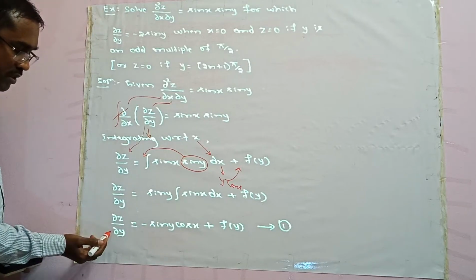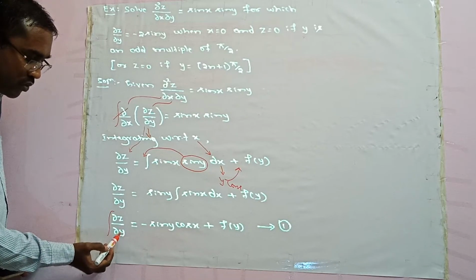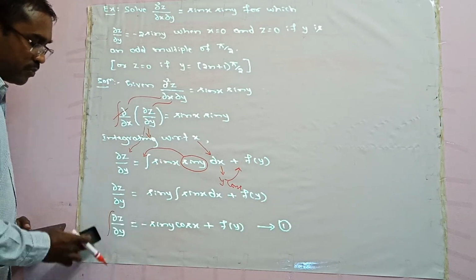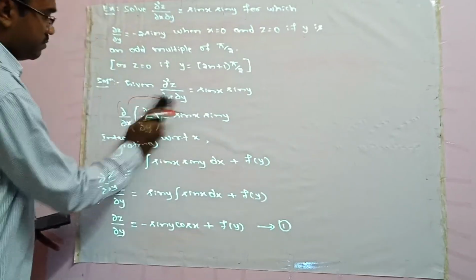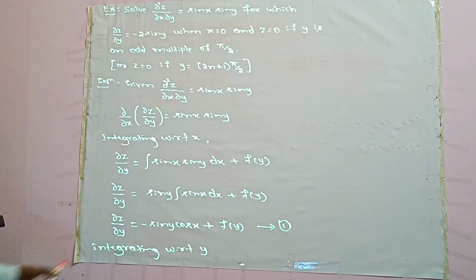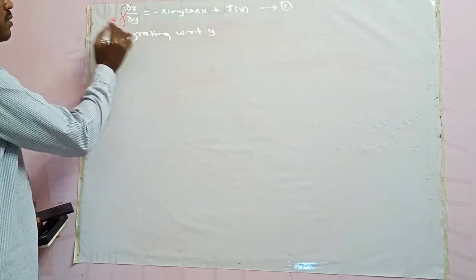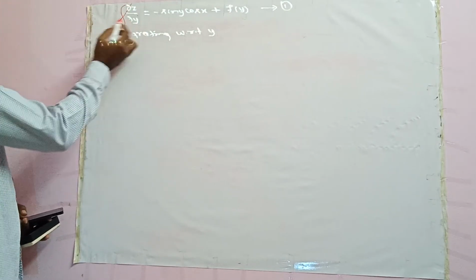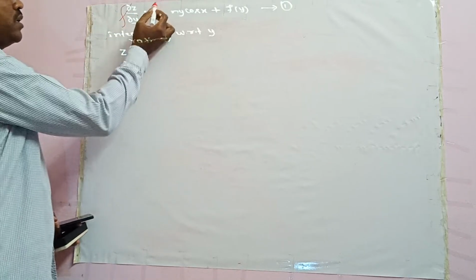Now to eliminate dou by dou y, we need to integrate with respect to y. Let us integrate this equation with respect to y. If you integrate this with respect to y, this derivative and integration will get cancelled. What remains is just z. Z is equal to the integral of this.